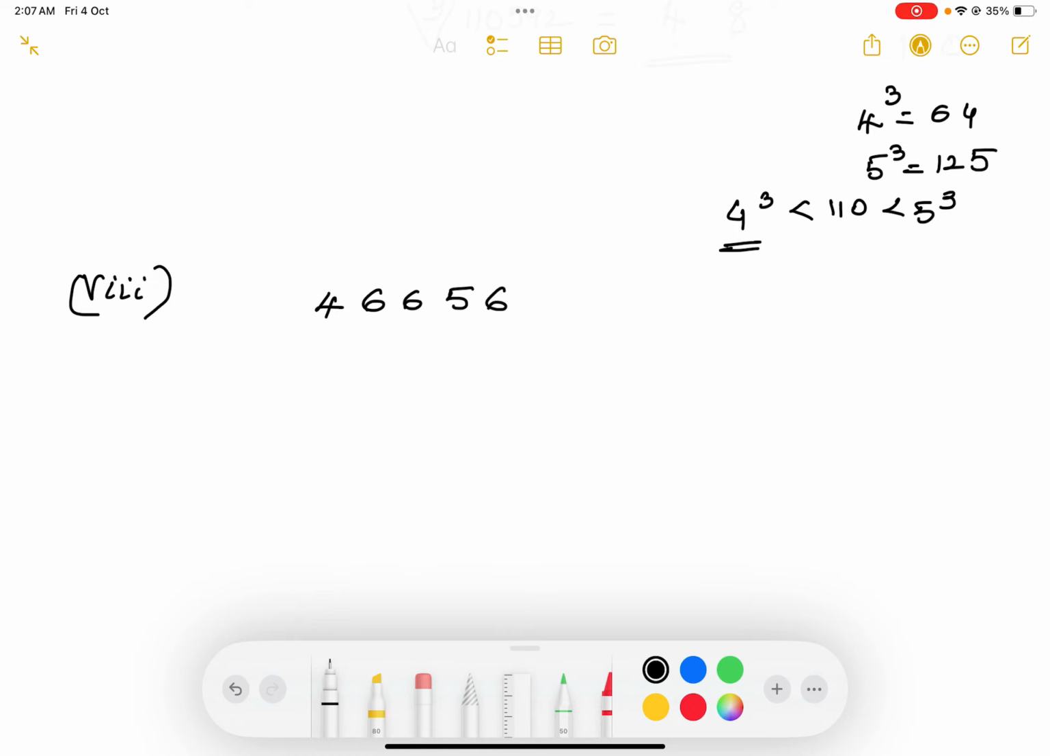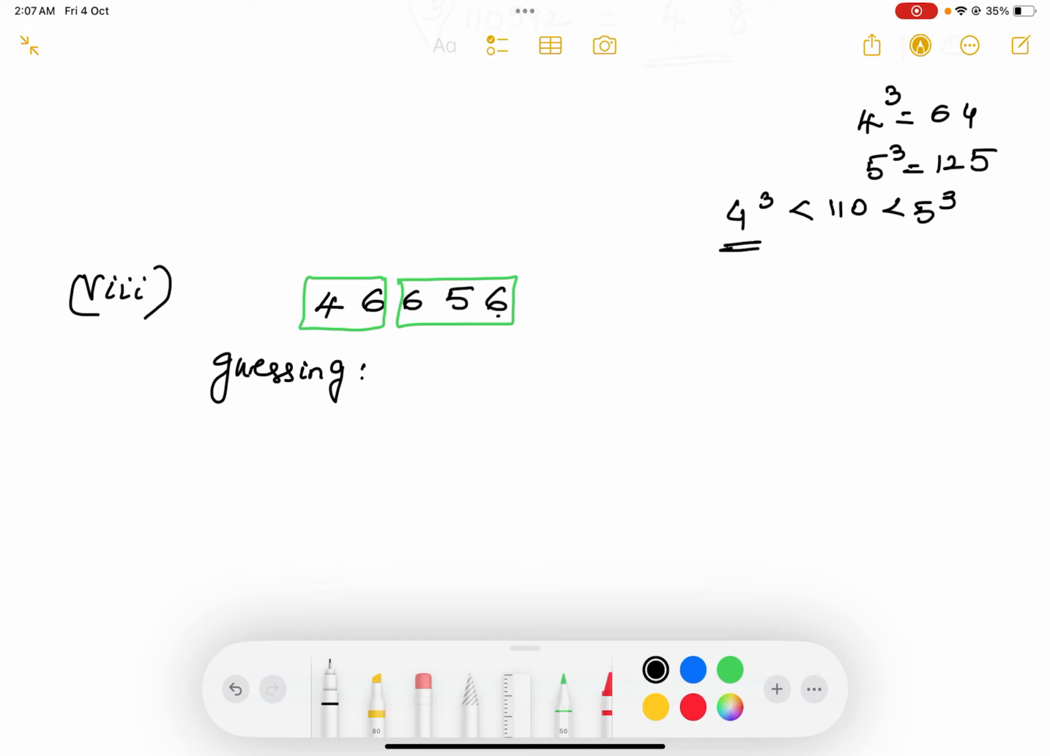46,656. So we start by guessing first, and then we do the prime factorization method. So now 6 is there. What you have to do is first divide into groups: 656 as one group, and 46 as another group. So now you have to take the 6.